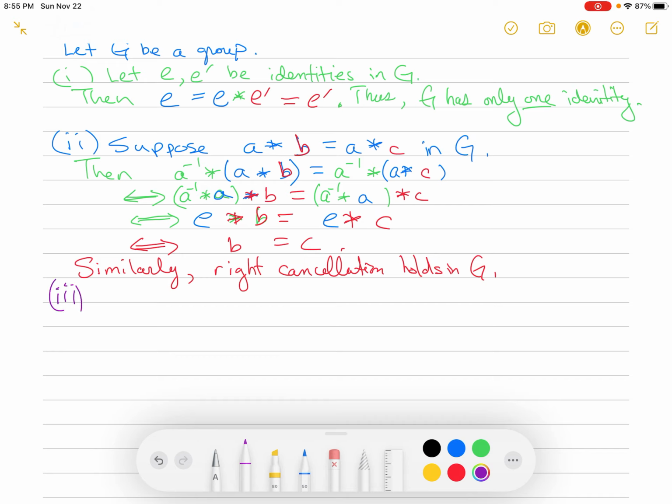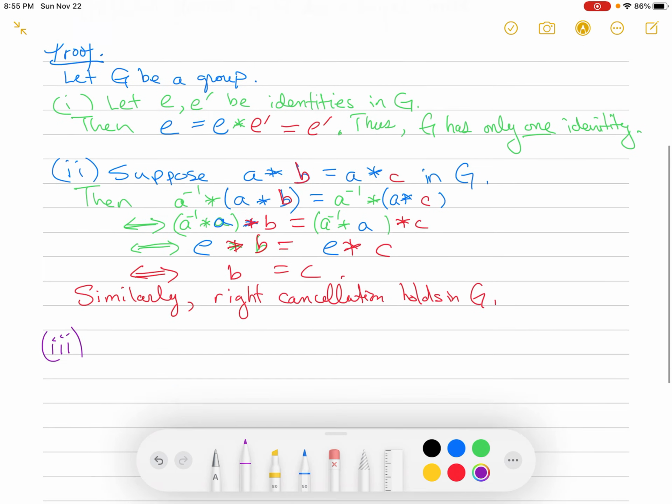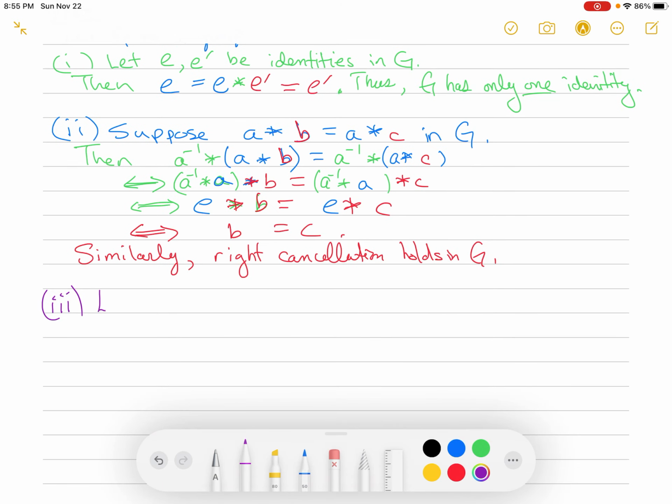What do we want to do with number three? We want to show every element has a unique inverse. Okay, so let A be an element in G. We know there's an inverse, A superscript -1, for A within G. Let's pretend there's another one. I don't have a better symbol, so I'm going to call it A prime. That'll be the other inverse.